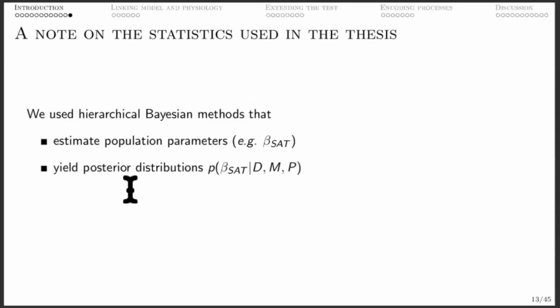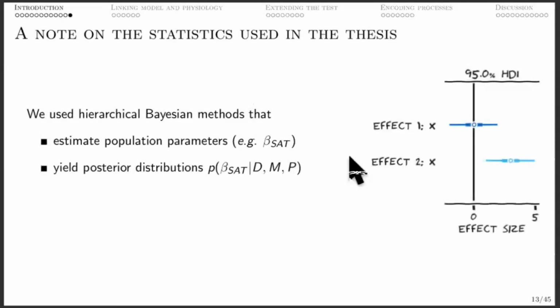We used hierarchical Bayesian methods that allow us to estimate population parameters, for example the effect of speed-accuracy trade-off, the slope of the speed-accuracy trade-off, and the posterior distribution, so that we have a probability for different values of the speed-accuracy trade-off effect, knowing the data, the model, and the prior. So you will see such a representation, which shows, for example, two effects. We call them forest plots.